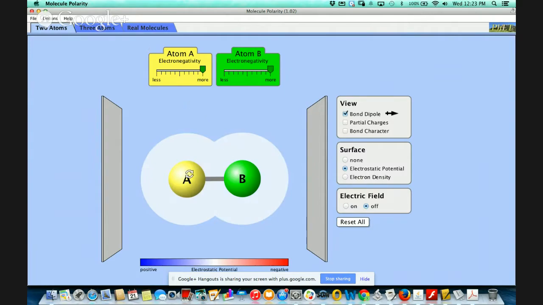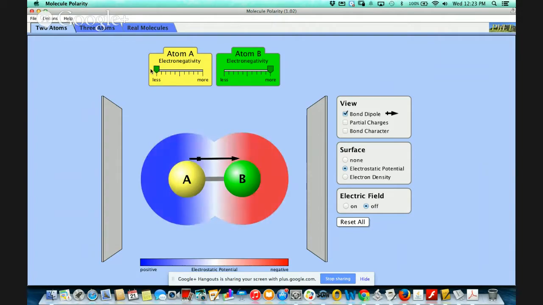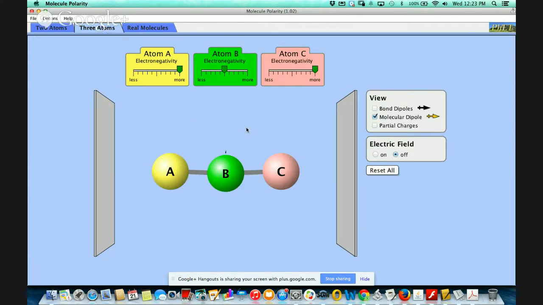Now, two atoms are easy. If you have one bond and you have a polar bond, the entire molecule must be polar. And which side is the negative side? The one with more electronegativity, which is attraction. Now, let's go to three atoms. This is where we're at with water.